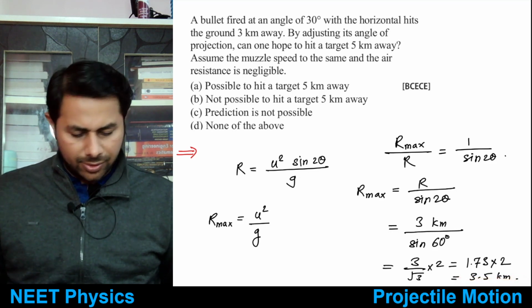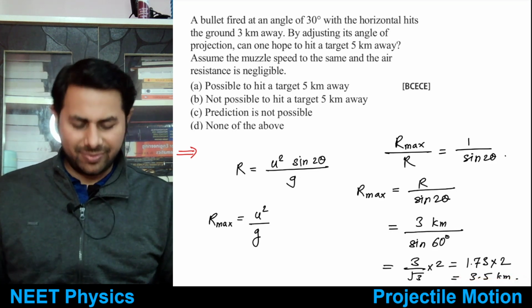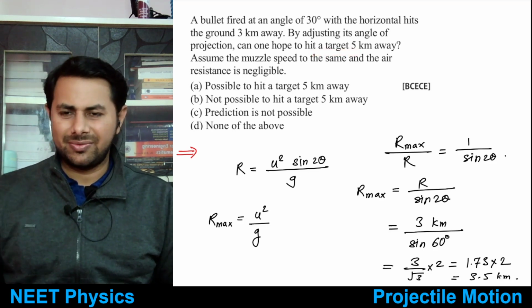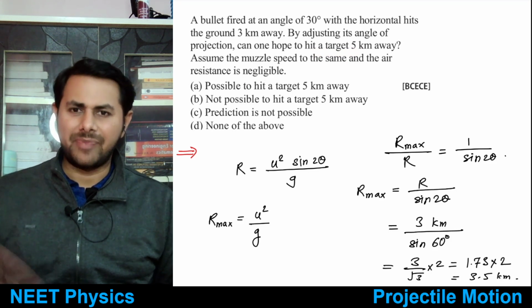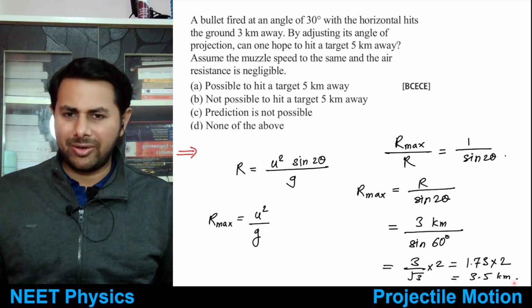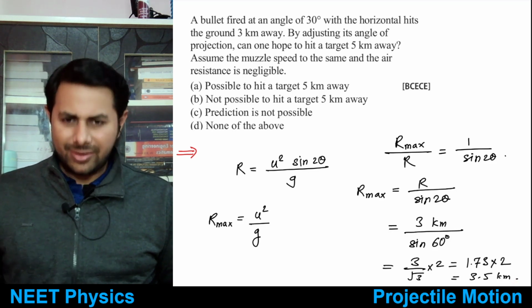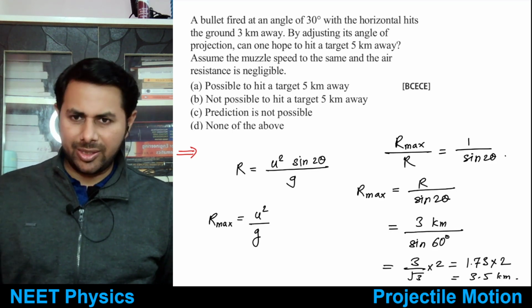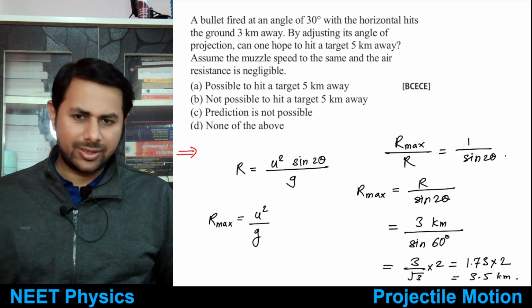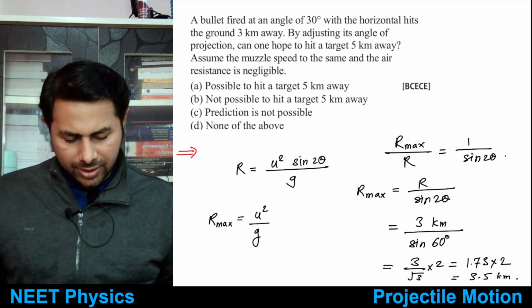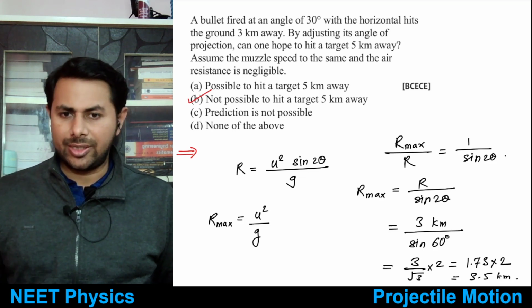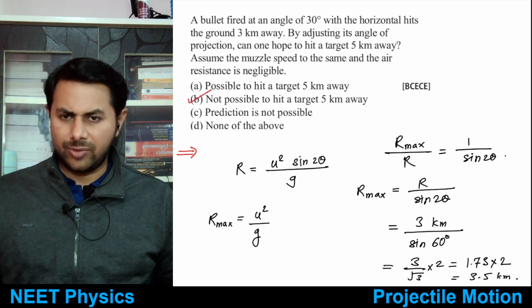Okay, so can you aim for a target which is at 5 kilometers away? Maximum horizontal range is just 3.5 kilometers, so you cannot aim, right? You can't aim. It is not at all possible with this speed to reach the target at 5 kilometers. Yeah, very good. So its answer is option B, not possible to hit a target 5 kilometers away. So that is very, very simple.